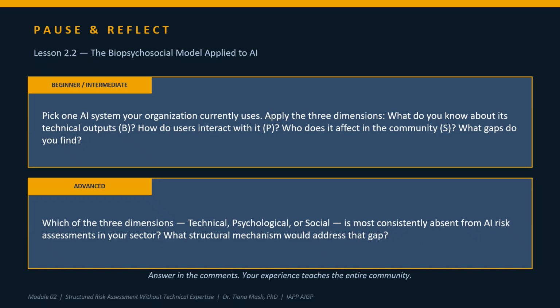These are cool. I'd like to look at these 2 questions before we move on. Question 1: pick one AI system your organization currently uses and apply the 3 dimensions. What do you know about it? What do you know about its technical outputs? How do users interact with it? And who does it affect in the community? What gaps can you identify?